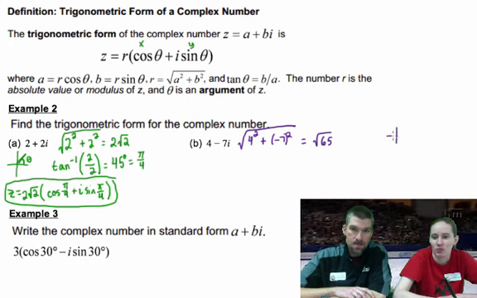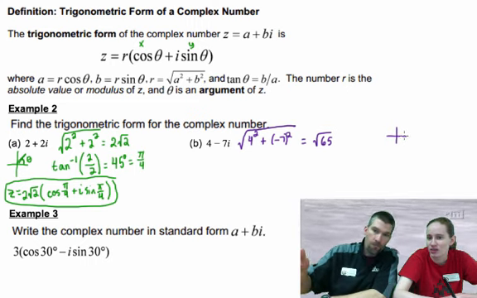Now, I want to think about where in the world is 4, negative 7? Well, 4 over here, and then down here, right?